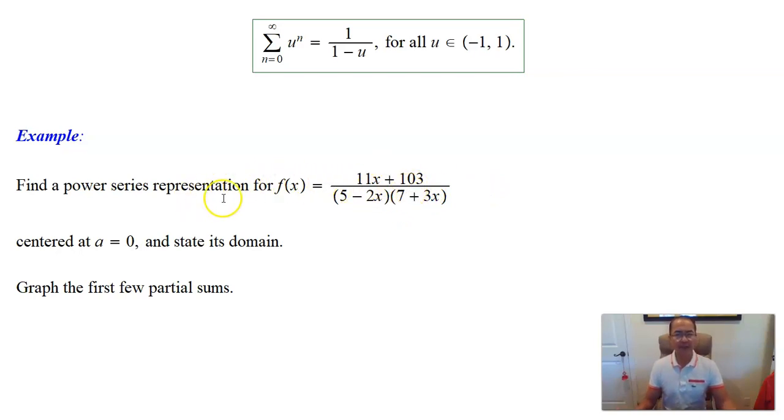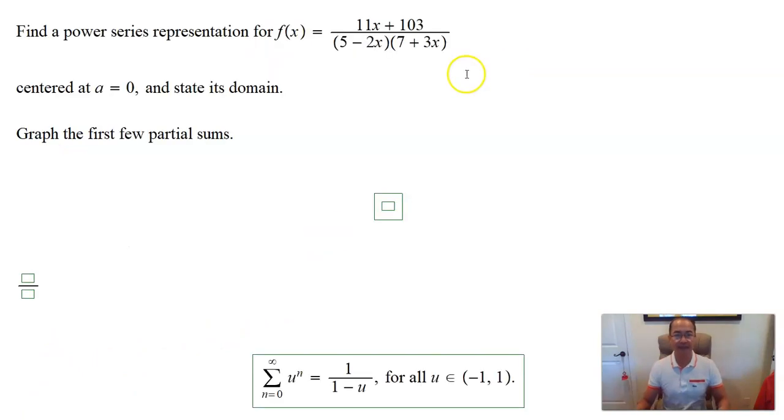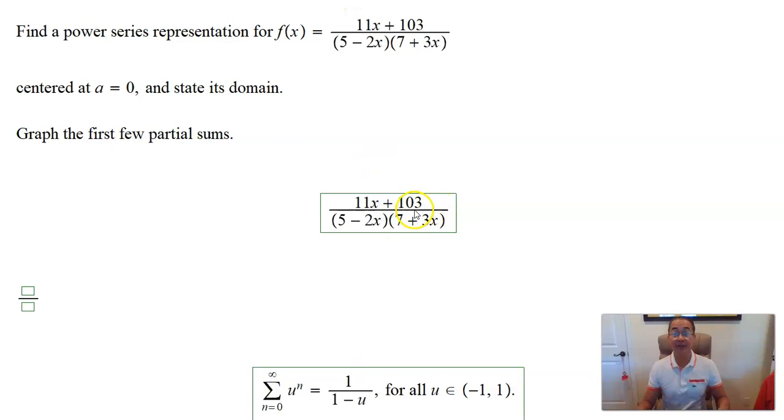So we're going to find a representation for this. It will be centered at 0 because it's going to be based on the geometric series, the only representation we know about. And we will look for its domain. So just like our previous examples, we will look at the first few partial sums in GeoGebra. All right, so guess what? Speaking of partial, we know about partial fractions, right? So partial sums will come later.